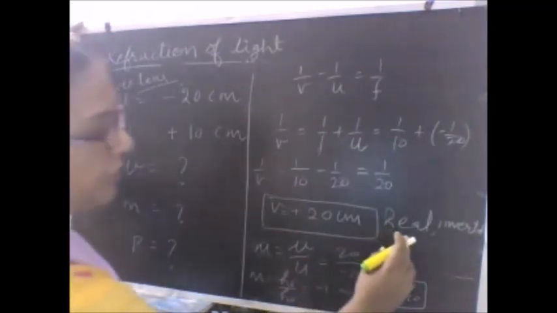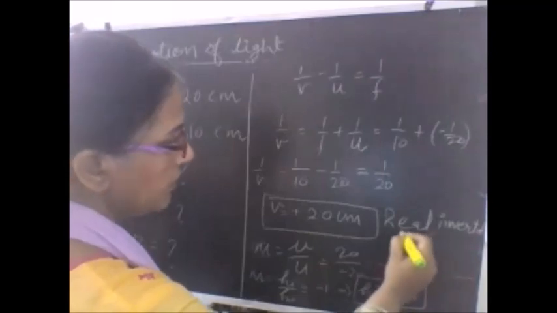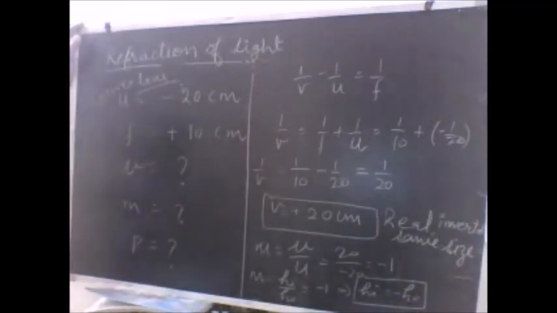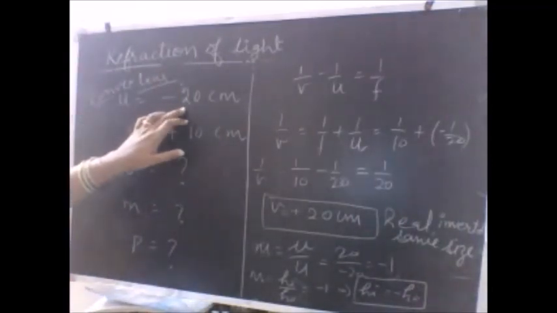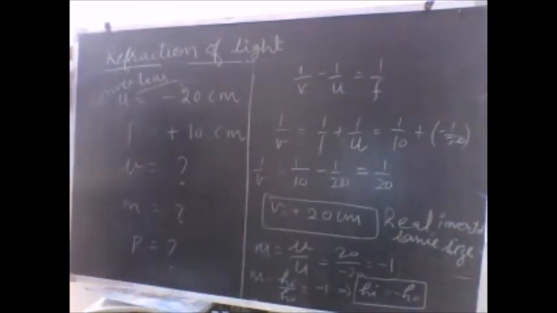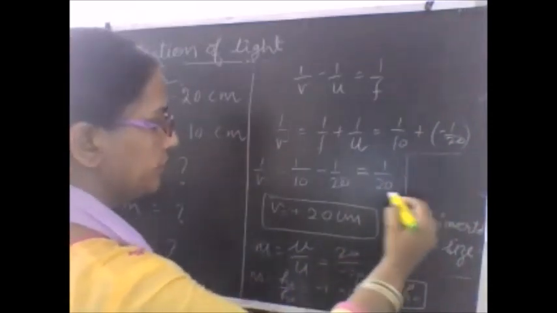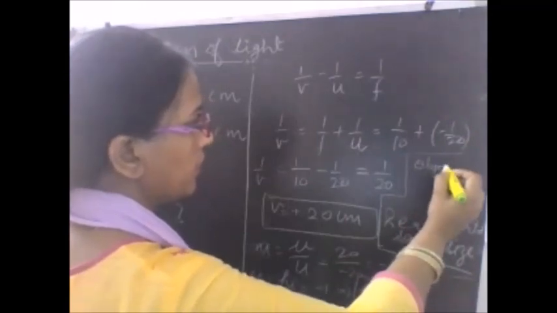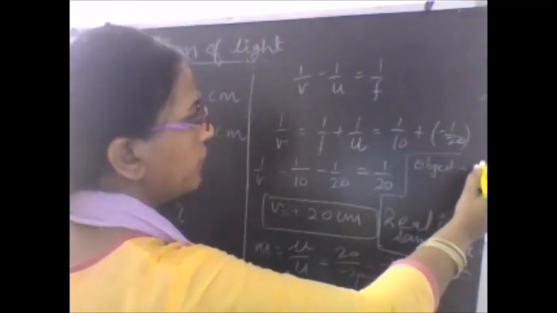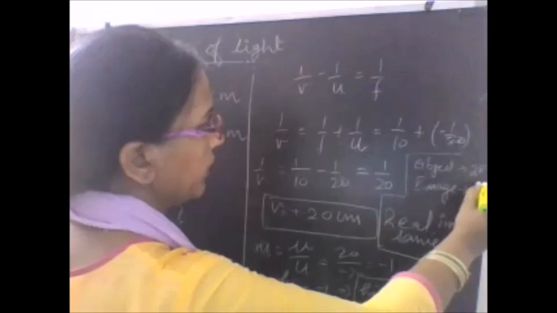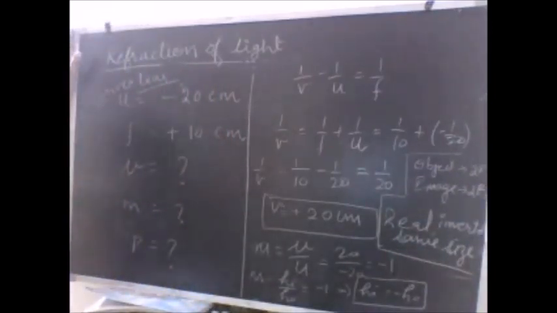So what is the nature of the image? Real, inverted and of the same size. Where was the object? The object was at the position 2F. Where is the image? The image is also formed at 2F. You can collect this detail also here. Object at 2F, image is formed at 2F again, and this is the nature of the image: real, inverted and of the same size.